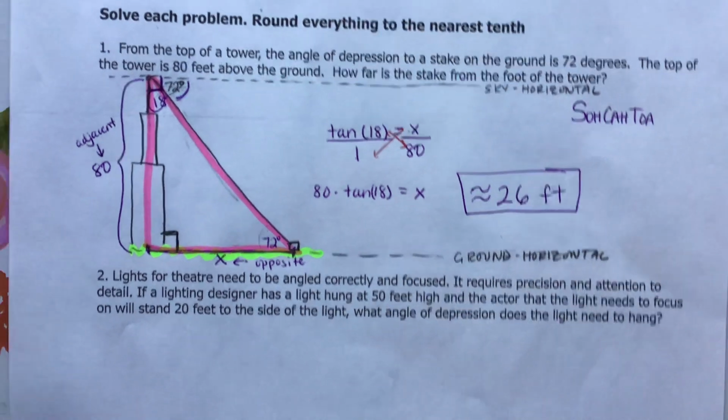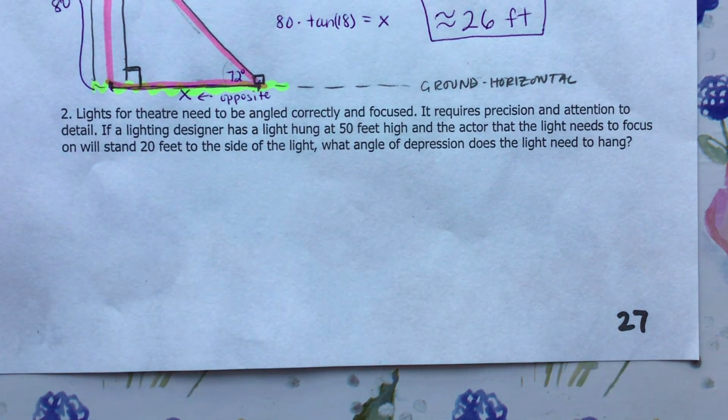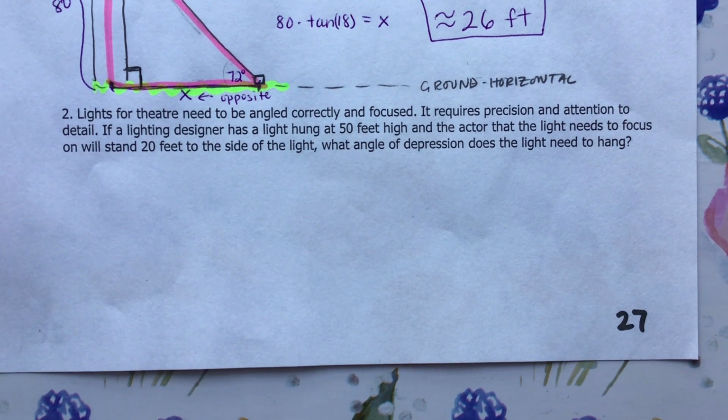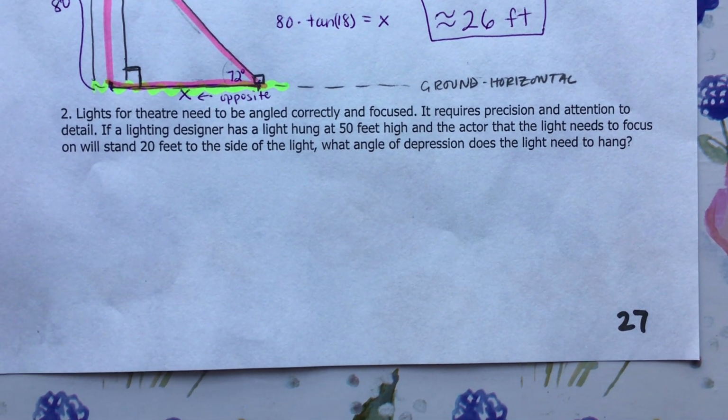All right, let's look at example 2, or number 2. It says, lights for theater need to be angled correctly and focused. It requires precision and attention to detail. If a lighting designer has a light hung at 50 feet high, and the actor that the light needs to focus on will stand 20 feet to the side of the light, what angle of depression does the light need to hang? All righty, so let's just draw an image once again.